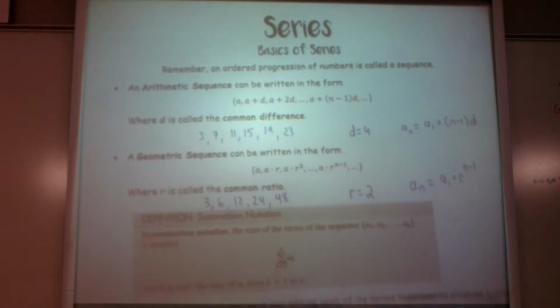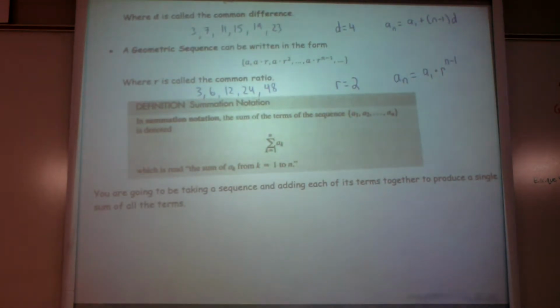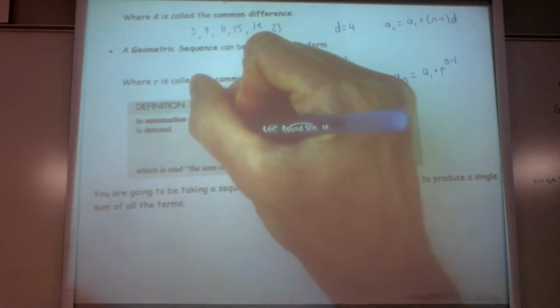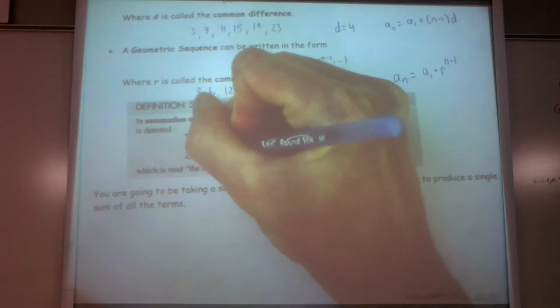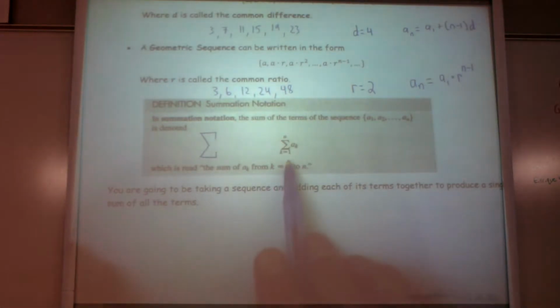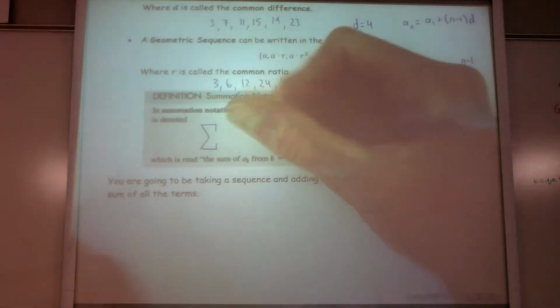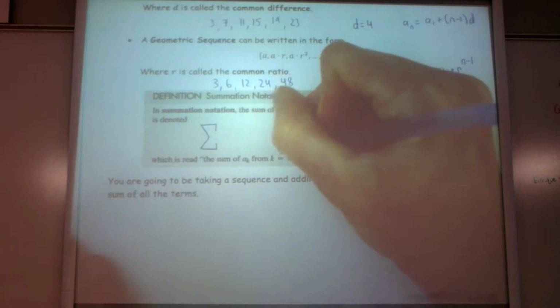Now, one thing that you're going to see here that's new is called sigma notation, or it's also called summation notation. In math, when we use the Greek letter sigma, which looks like this, all it means is sum, or in other words, you're adding things up. Now, underneath it, this is called our lower limit. It says k equals 1. That's going to be where we start.